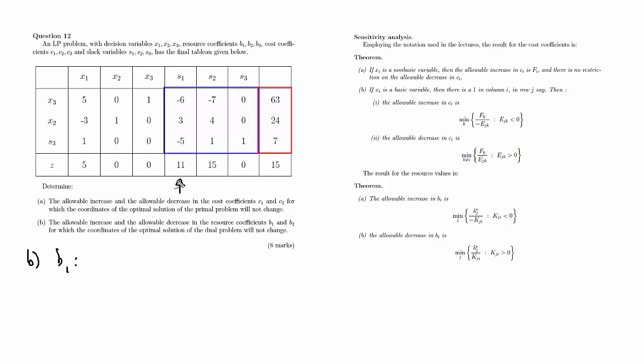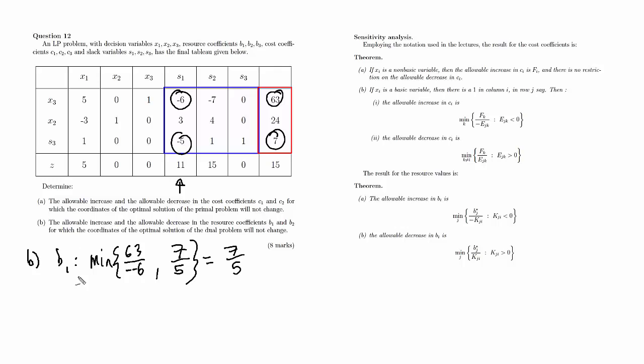To find the increase, we look at the values in this column which are smaller than 0, which are these ones here, and calculate a fraction using the corresponding values of B star, which is this one and this one. So the allowable increase in B1 is the minimum of 63 on minus 6 and 7 on 5, which is 7 on 5. Sorry, that was the increase there.